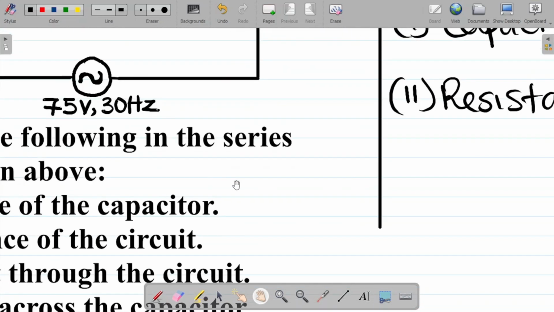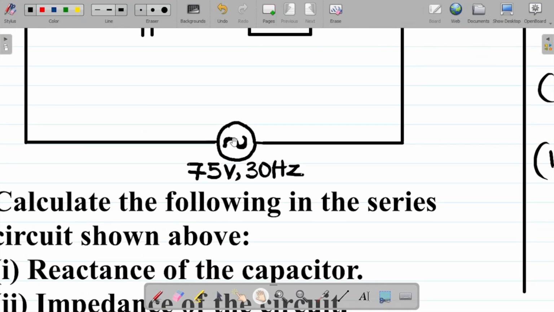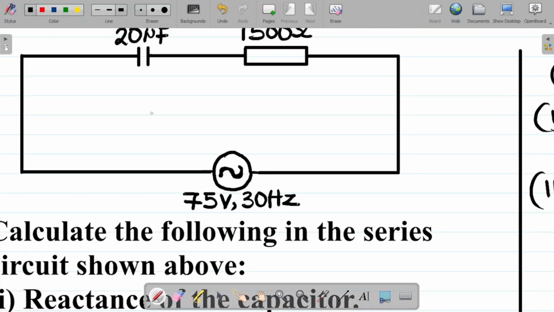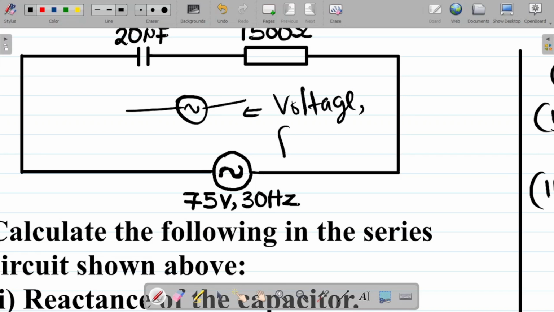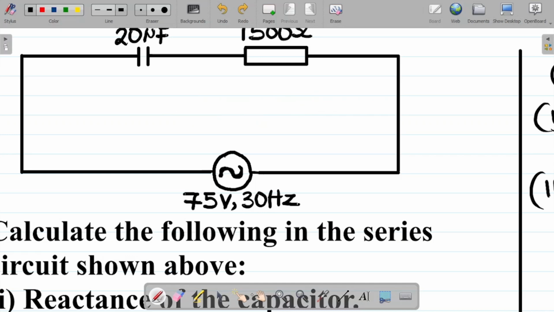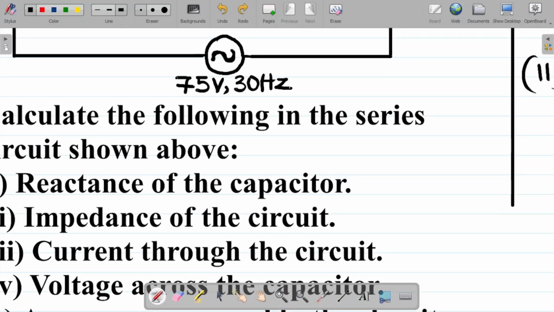What else do I have? If I look at this, you can see this. What this represents is actually the voltage. It gives the voltage and the frequency supply. So this is used to represent the voltage and the frequency supply of a circuit. If you look below this, you can see that you have a voltage of 75 volts and a frequency of 30 hertz.